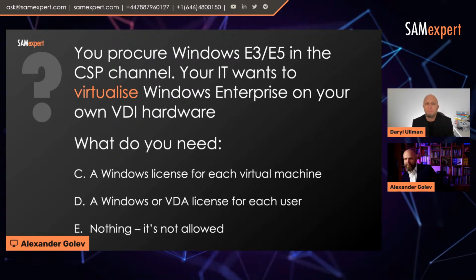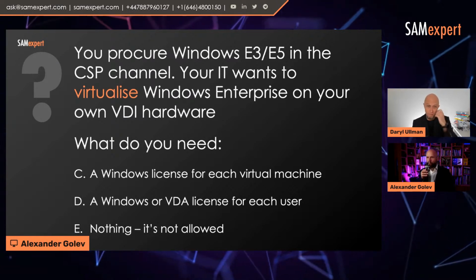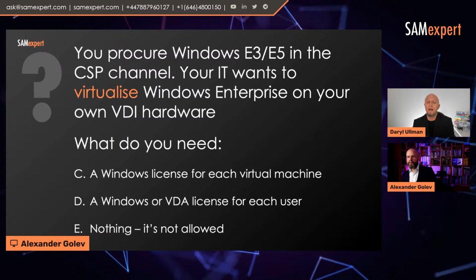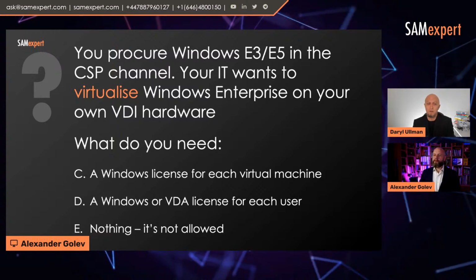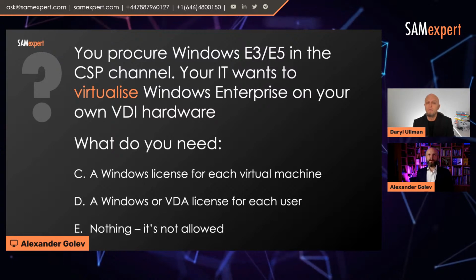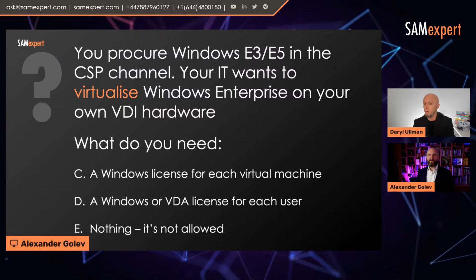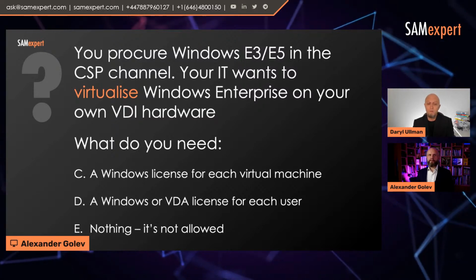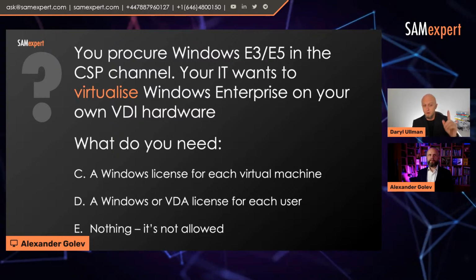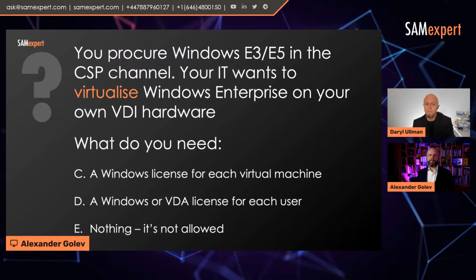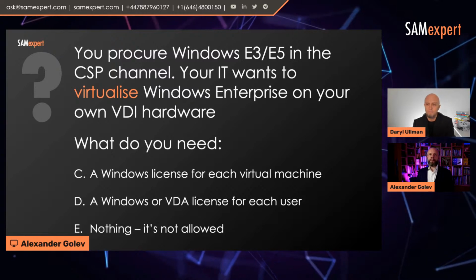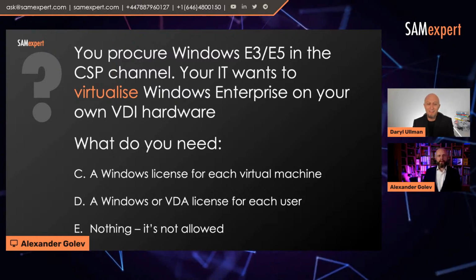So next question: you procure Windows E3 or E5 per user in the CSP channel. Your IT wants to virtualize Windows Enterprise on your own VDI hardware. What are your options? C, you need a Windows license for each virtual machine. D, a Windows or VDA license for each user. E, nothing. It's not allowed.